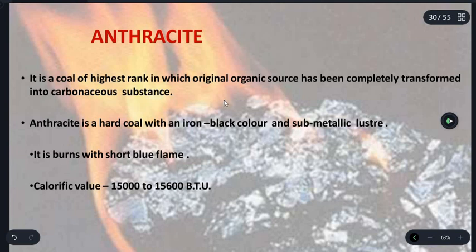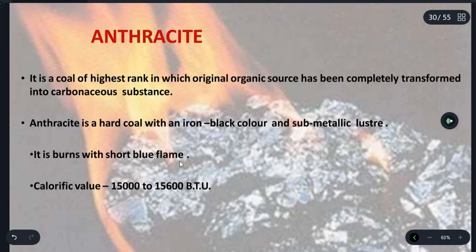ठीक है, जो कोल का पेट्रोग्राफिक स्टडी होता है. If you go to the lab and take a coal sample, studied under microscope, you'll find several types of structure, several types of form, several types of luster. So this is all about the petrographic study, right? It will show the submetallic luster.